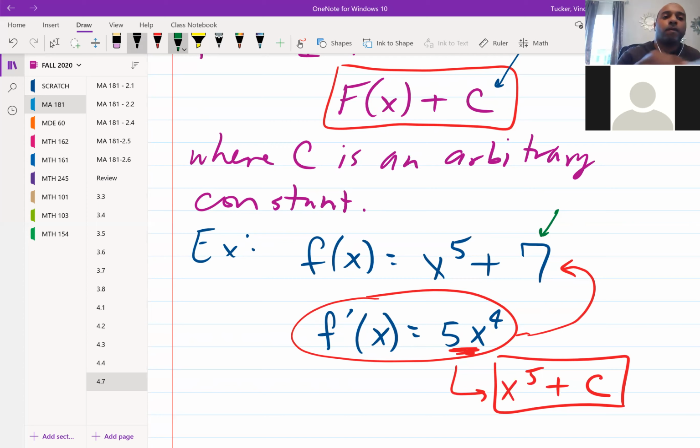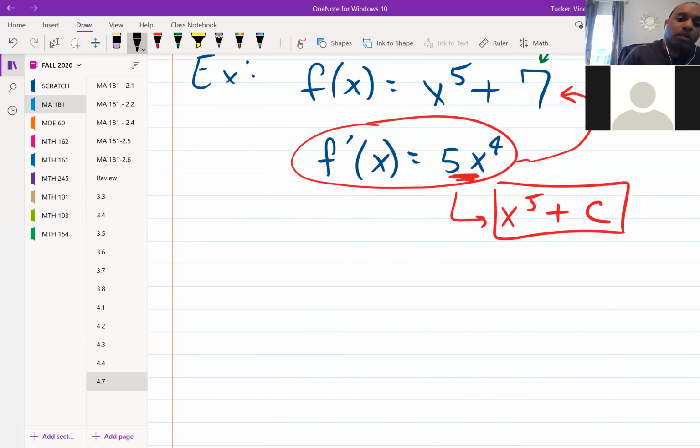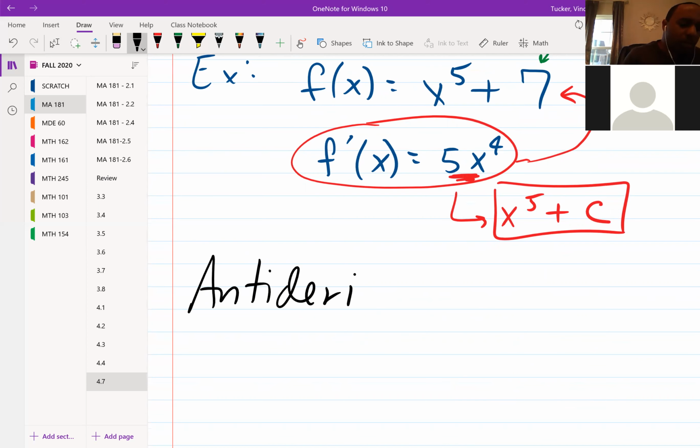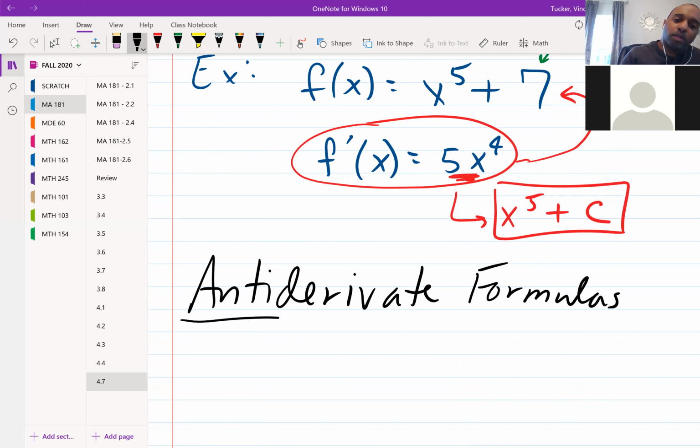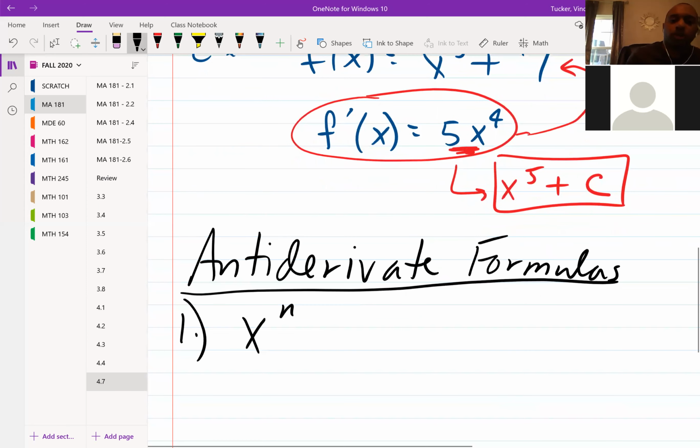All right. Let's look at some antiderivative formulas. I believe I gave these to you close to the beginning of class when I gave you a bunch of derivative formulas. I think I gave you antiderivatives as well. I'll check that email, see what I gave you. Let me write that better.